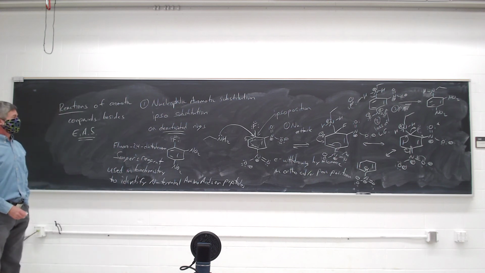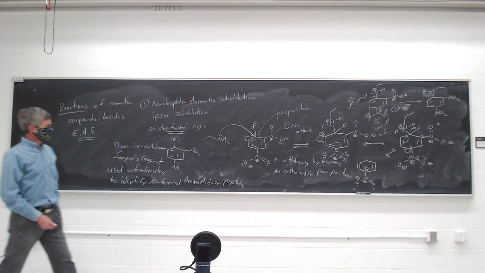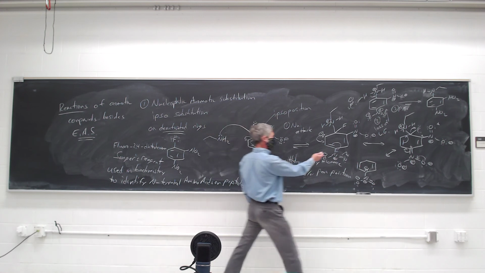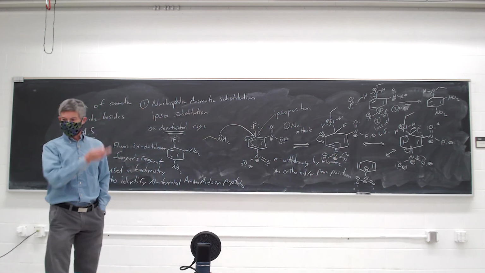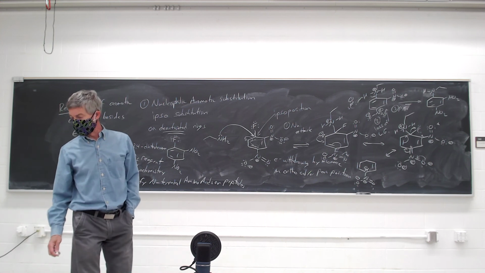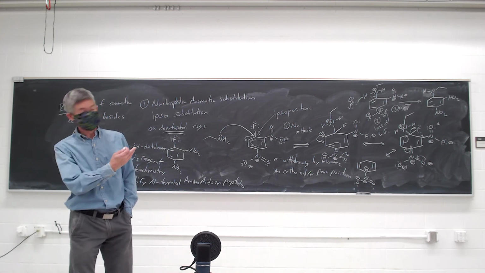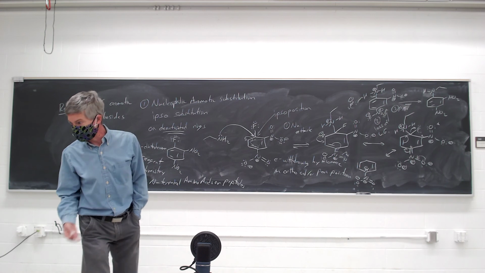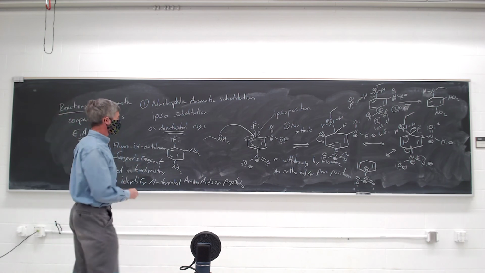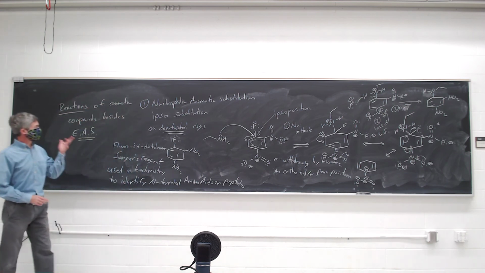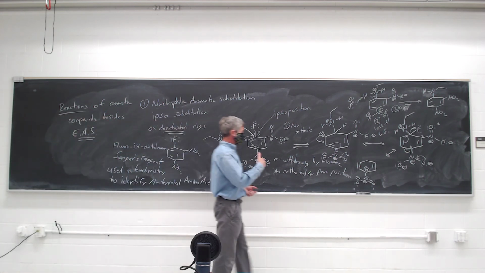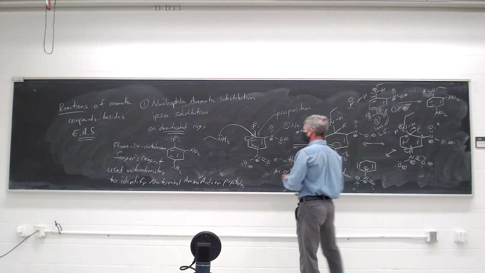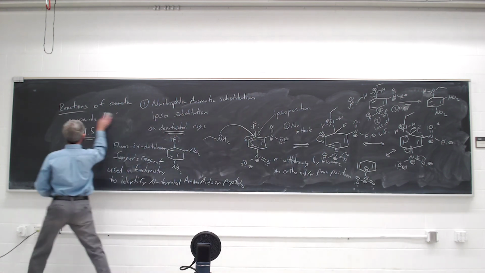So 3 steps: attack at the ipso position, push that pair of electrons out onto one of these resonance electron withdrawing groups, and then come back in and kick out your halide leaving group. And even fluoride will do this reaction, even though fluoride is not a great leaving group. It works. So nucleophilic aromatic substitution, aka ipso substitution, it's not limited to just the substituted benzenes.